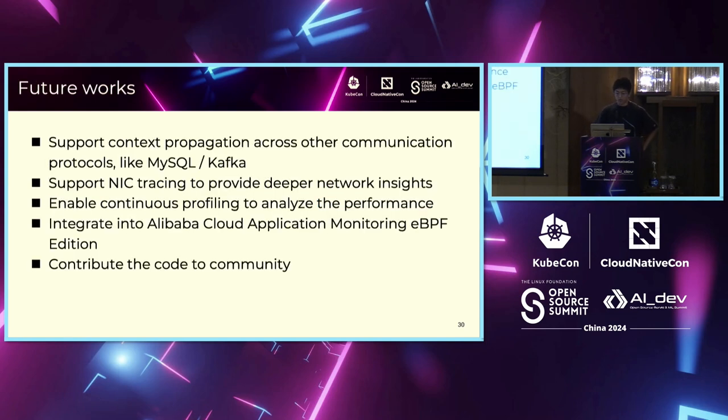For future work, we have 5 goals. First, we are going to support more application-level protocols such as MySQL and Kafka. And we plan to support network interface tracing for deeper network insight. And we are going to enable profiling tools to resolve performance issues. Next, we will integrate this system into Alibaba Cloud Application Monitoring eBPF Edition and provide out-of-the-box functionality. And last, we plan to open source our code as soon as possible.